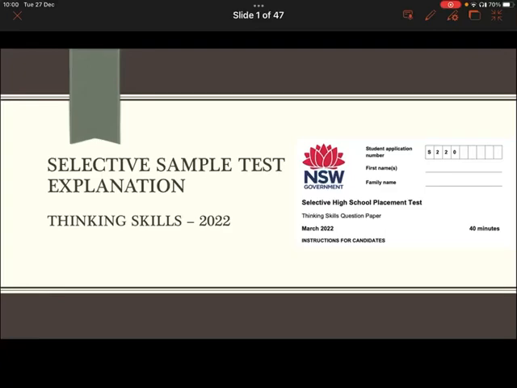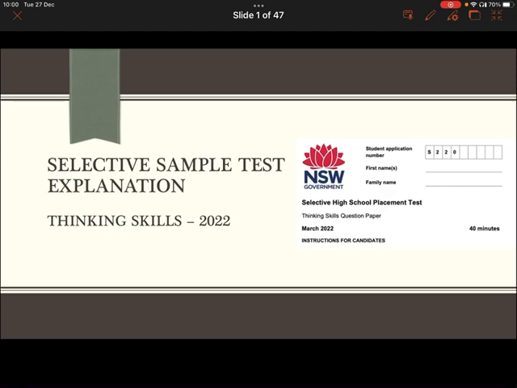Today, the topic we are going to go through will be the selective sample test explanation, which is in the thinking skill part in 2022. Through this analysis, what I want you guys to understand is how many types of questions are being tested in the recent sample, and what are the common and most useful strategies that we need to solve the problems.